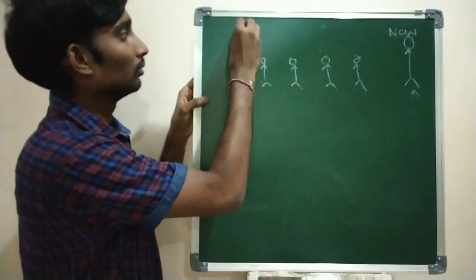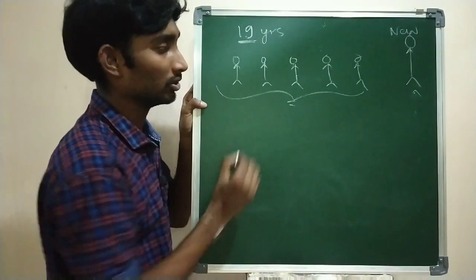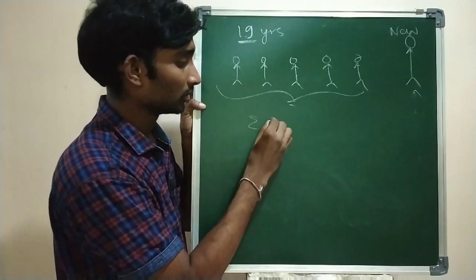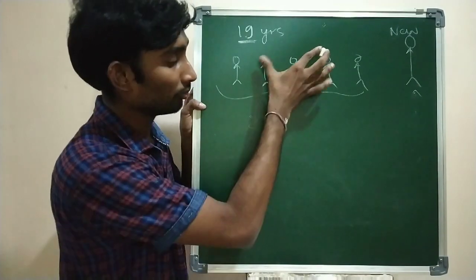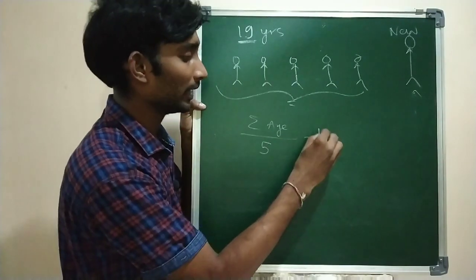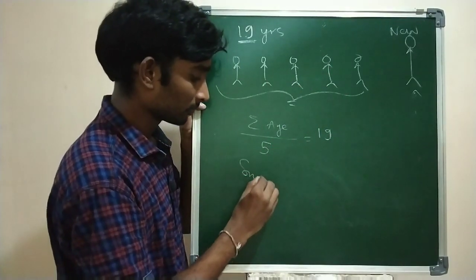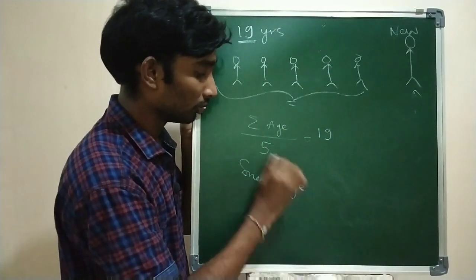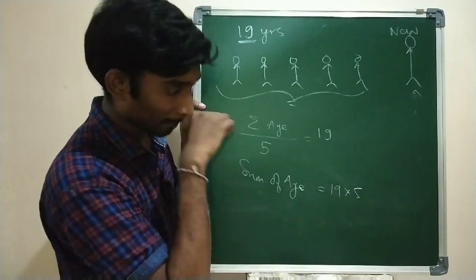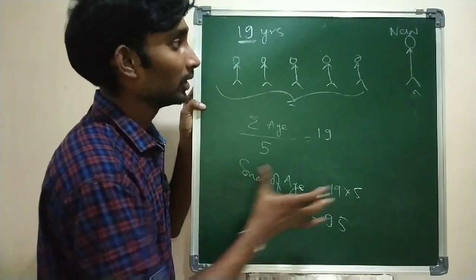Now what is the average age? 19 years of these 5 boys. So sum of age of all the 5 boys divided by number of boys equals the average, which is 19 years. So sum of age of 5 boys equals 19 into 5. How much? 19 5s are 95. Is it correct?